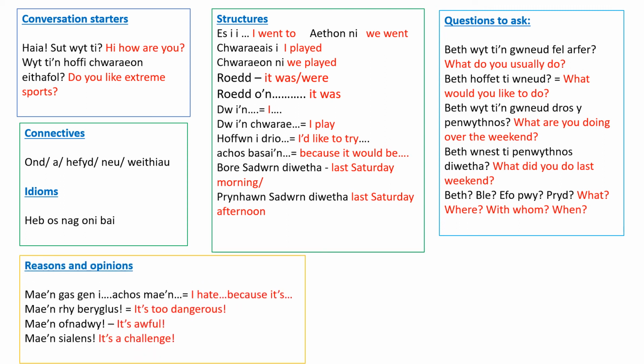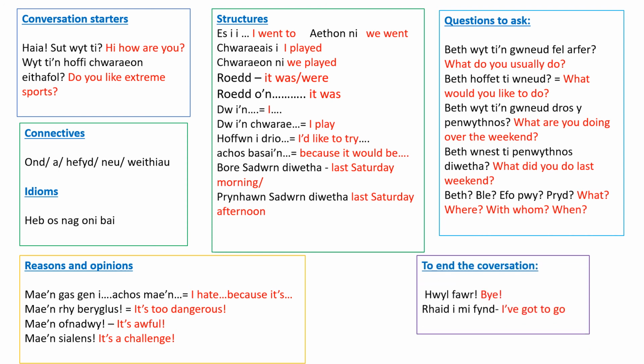Reasons and opinions. Mae'n gas gen i something achos mae'n. I hate it because it's. Then you've got some reasons underneath then. Mae'n rhy peryglus. Mae'n ofnadwy. Mae'n sialens. And again, I think it was in lesson 2 or 3, I gave you lots of extended reasons there, which is what you need to be using now in year 9. And then last of all, you've got some ways to end the conversation. Hwyl fawr, rhaid i mi fynd. Bye, I've got to go.